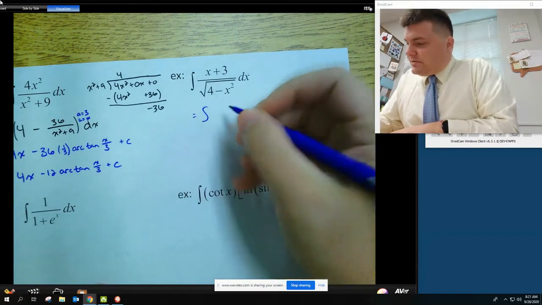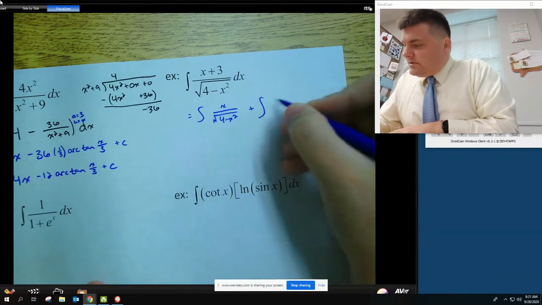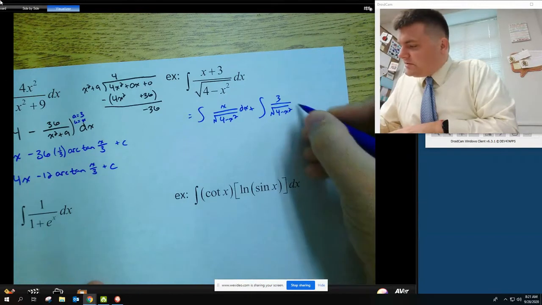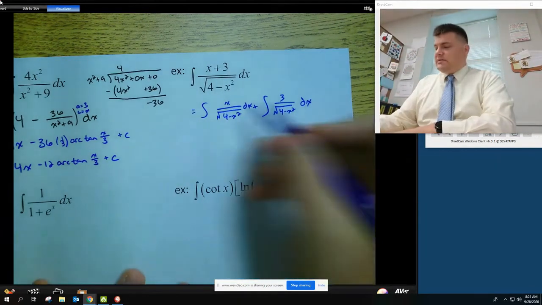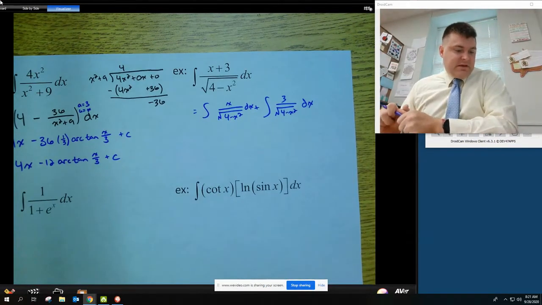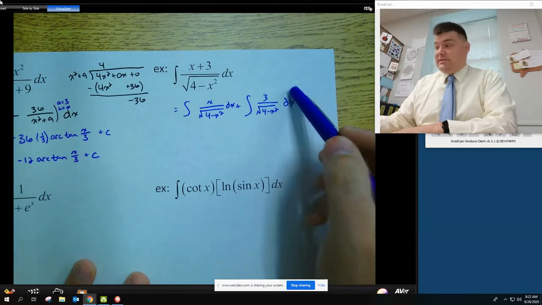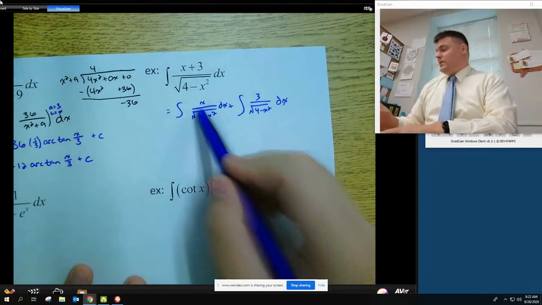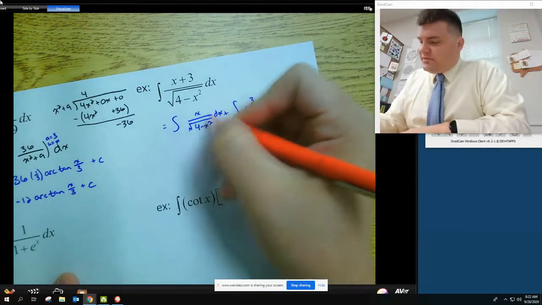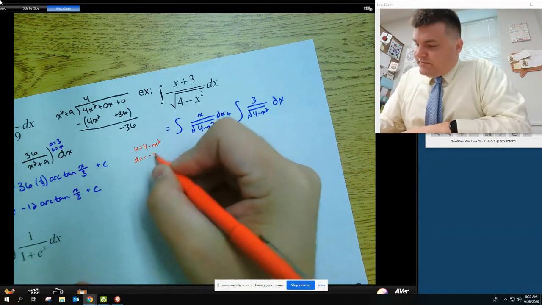So this is the same thing as the integral of x over root 4 minus x squared plus 3 over root 4 minus x squared, and I'll put dx's in each of these. This is the same thing, because I'm just taking this x over that plus this 3 over that. Now I just have two separate integrals to find. This one is actually going to be the easier one, because it comes straight off a formula. And this one requires just a wee bit of work, which is a u sub. So if I focus on this one real quick, I'm going to let u equal 4 minus x squared. So I'm going to get du equals negative 2x dx.